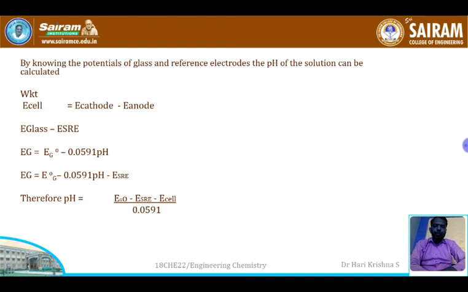So this is how we used to determine the pH of solutions. Any unknown solution's pH was determined by this method when the pH meter was not available.